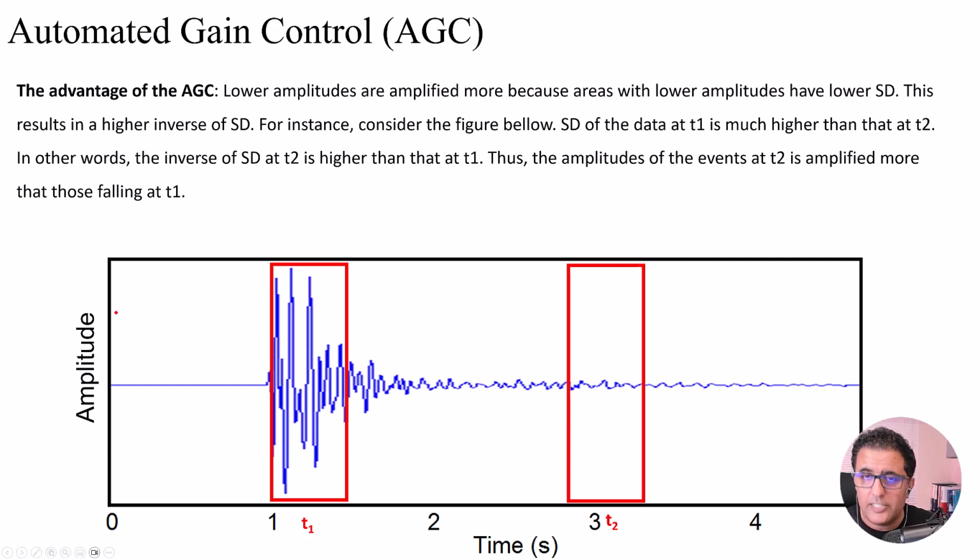On the other hand, at T2, because the seismic energy is very low, the amplitude of seismic energy is small. So their standard deviation is a small number, and the reciprocal of it is going to be a big number. So in other words, AGC tends to amplify the amplitude of low energy events, not high energy events. And this is something that makes it very interesting in order to increase amplification.